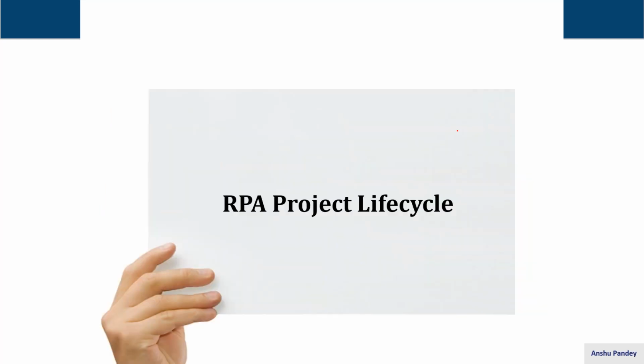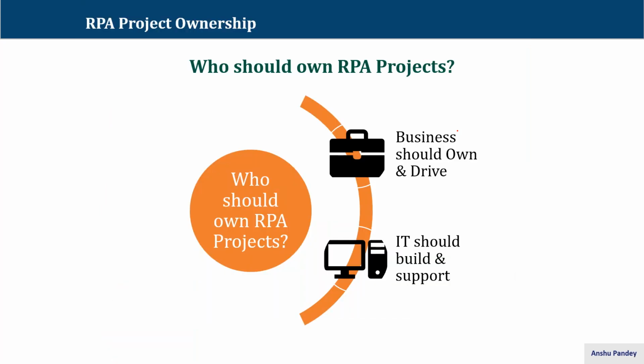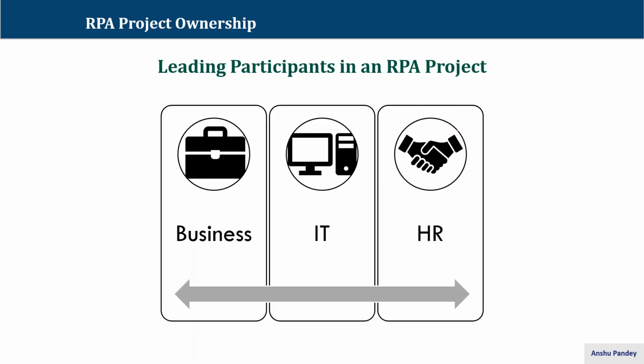What is the project life cycle? How do we start with an RPA project? The business should own and drive the project, and IT should help them out to build and support. So in an RPA project, there are three participants, or you can say three teams of a particular company who take part in that, which includes business, IT, and HR.